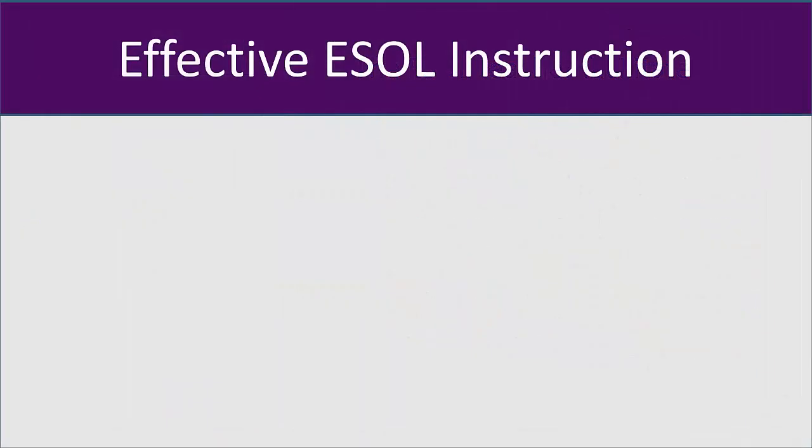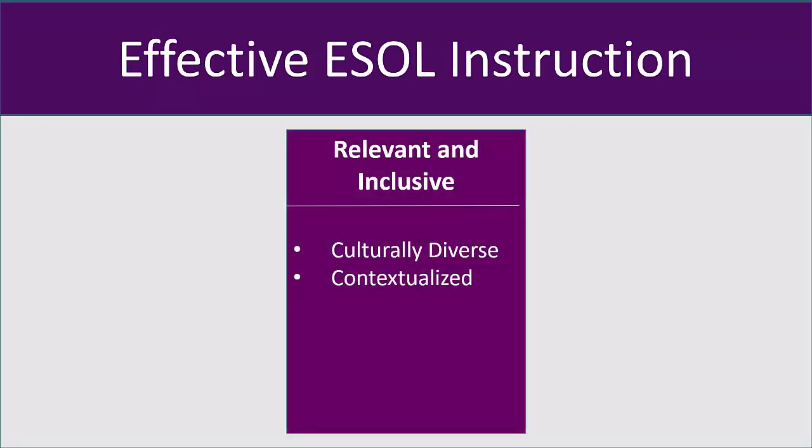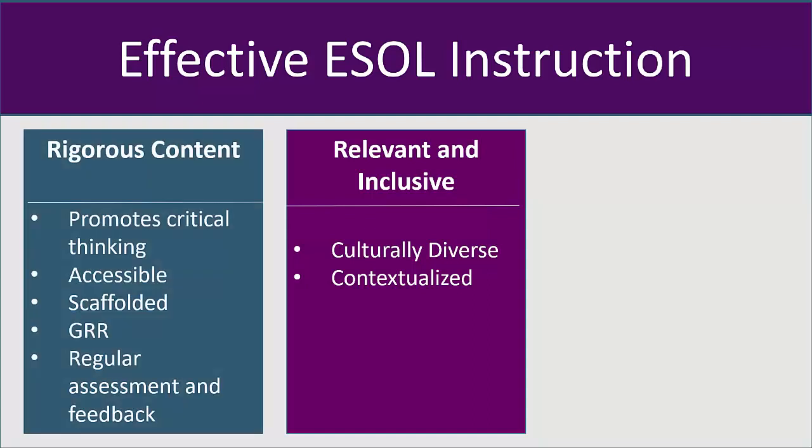This chart organizes all of these elements into 3 categories, sometimes referred to as the 3 R's: relevance, rigor, and relationship. Relevant and inclusive instruction is culturally diverse and contextualized in meaningful content. Rigorous instruction promotes critical thinking, is accessible to all learners, and material is scaffolded as needed.